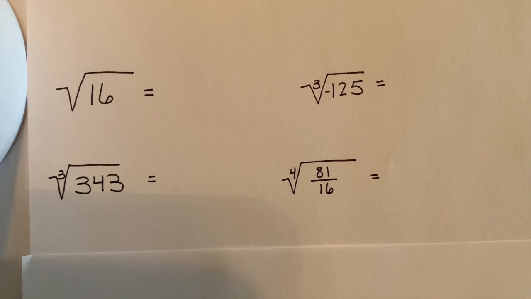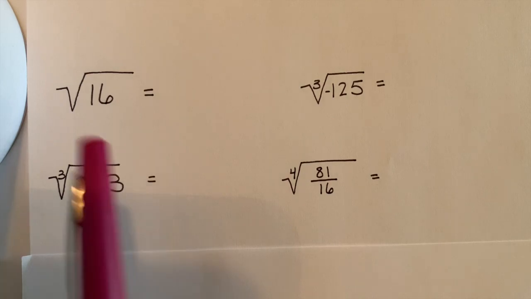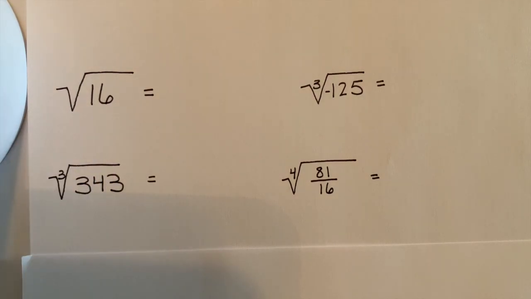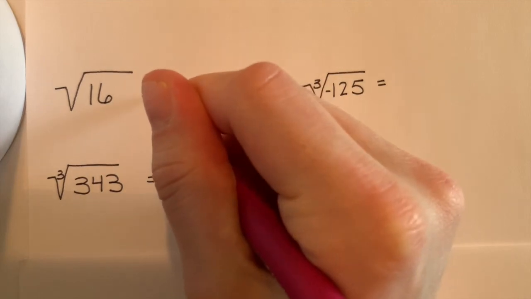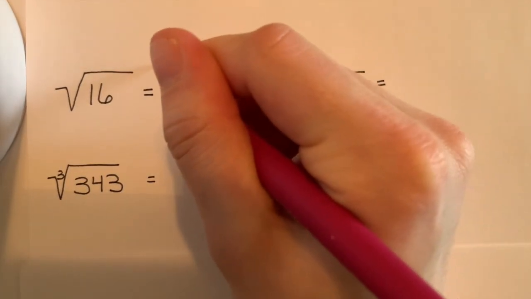Now that we have our document camera working, we are going to go through these next 4 examples together. First, we have to identify if the index is even or odd. Then we have to identify if the radicand is positive or negative. Looking at this first one, since there's no index visible, it is a square root, so we have an even index and a positive radicand, which means that we are going to have 2 real solutions. If you go to your calculator now and take the square root of 16, you should get positive and negative 4 as your answer.